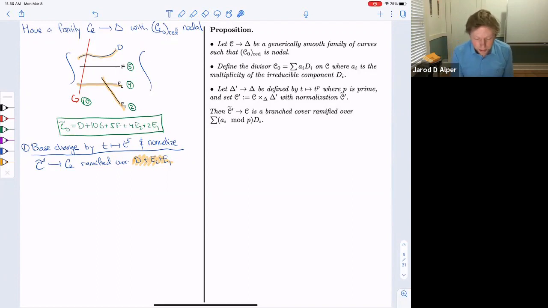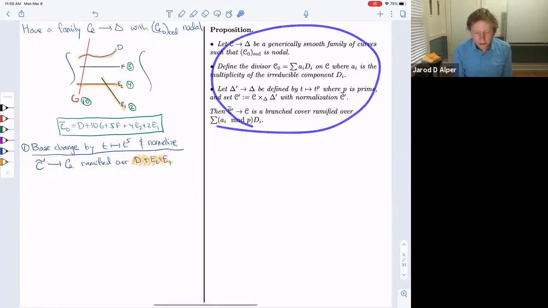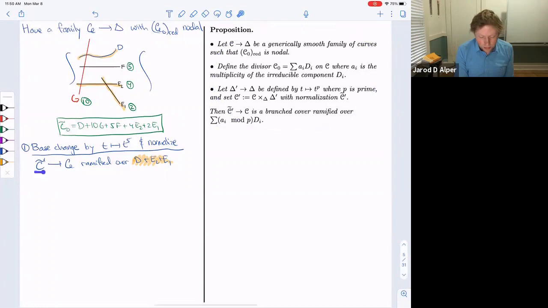So I base change by the prime 5, and I normalize. And so what that tells me, if I look at this, the only coefficients that are not divisible by 5 are D, E2, and E1. So that tells me that the normalization, this proposition on the right-hand side, is going to tell me that the normalization is ramified over D, E2, and E1.